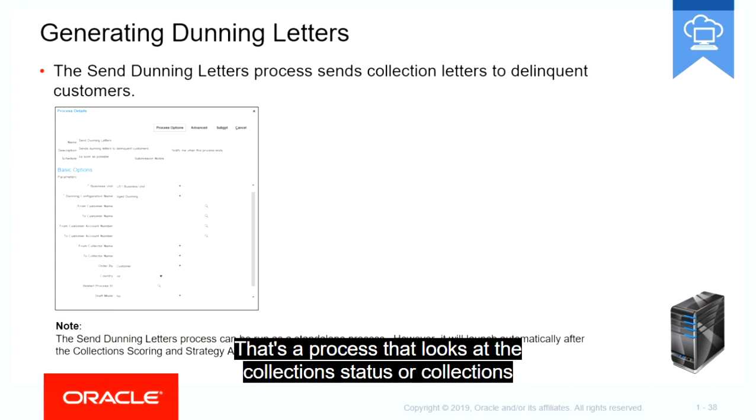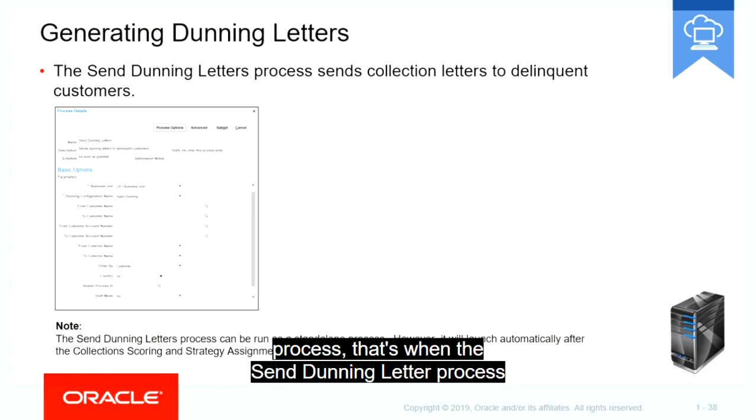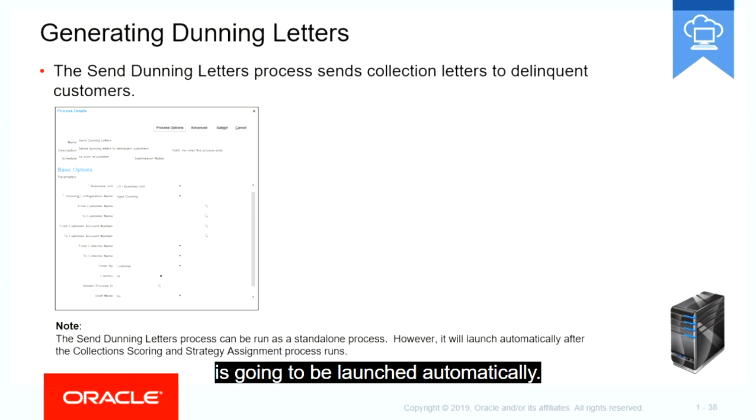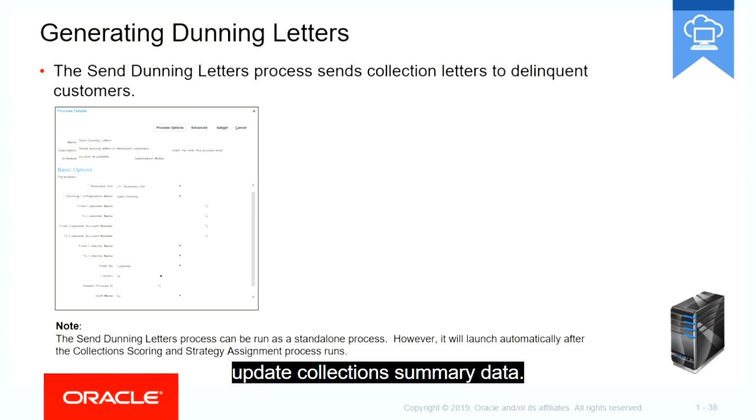That's the process that looks at the collections status or collections situation of a customer and decides what needs to be done. And maybe what needs to be done is a phone call, or maybe what needs to be done is send a dunning letter automatically. And so after you run this collection scoring and strategy assignment process, that's when this send dunning letter process is going to be launched automatically. Okay, and then finally, there's a fourth process that you run, update collection summary data.